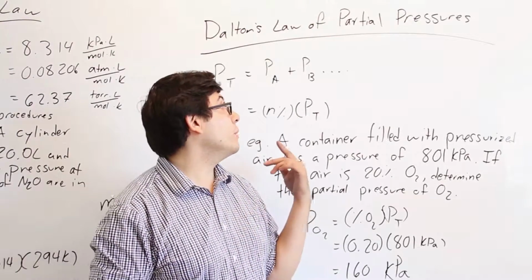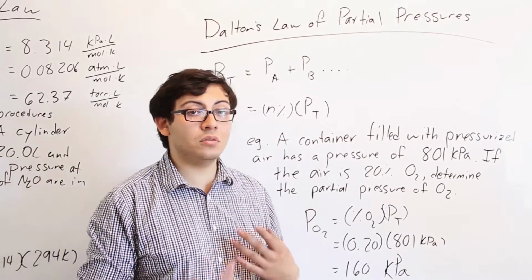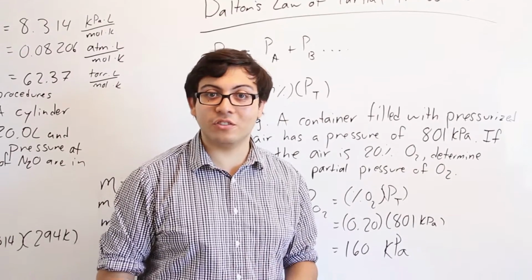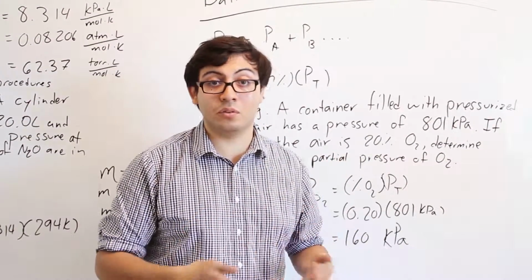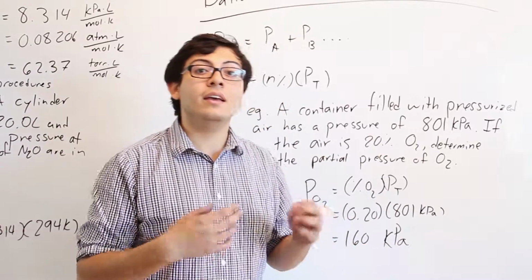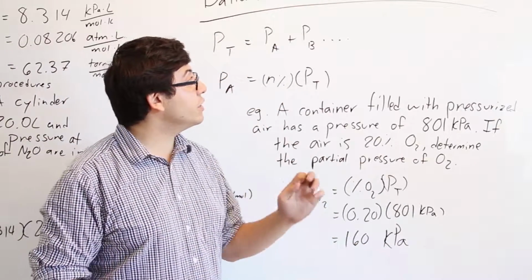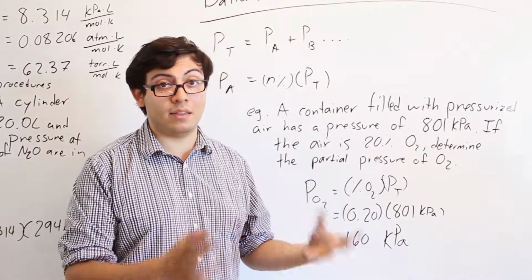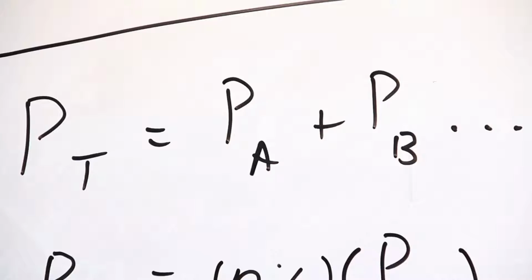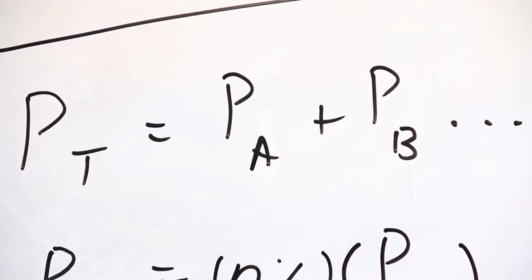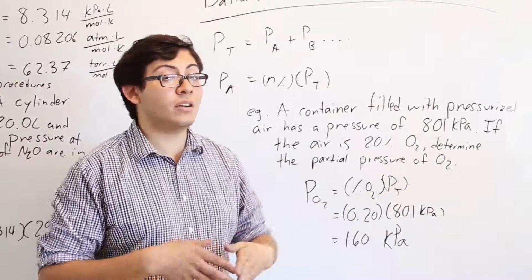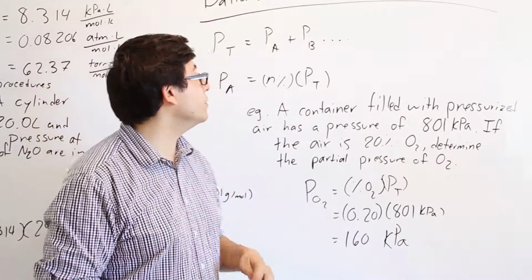So quickly, let's talk about Dalton's law of partial pressures. Dalton's law of partial pressures just says that the total pressure of a cylinder or of a balloon or of any body that you're looking at is equal to the pressure exerted by all the gases in that body. So PT equals PA, the pressure of one gas, plus PB, the pressure of another gas, and so on, depending on how many different gases you have in that container.